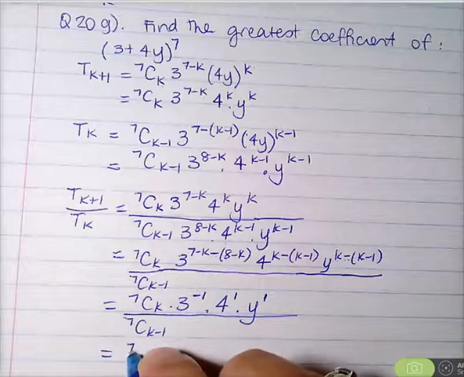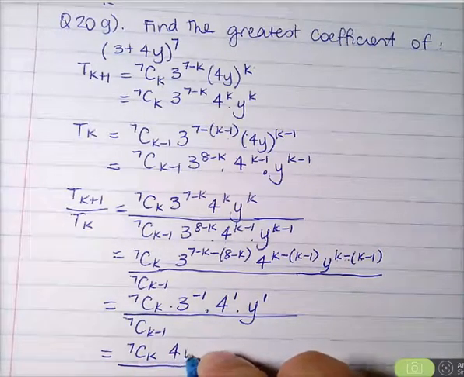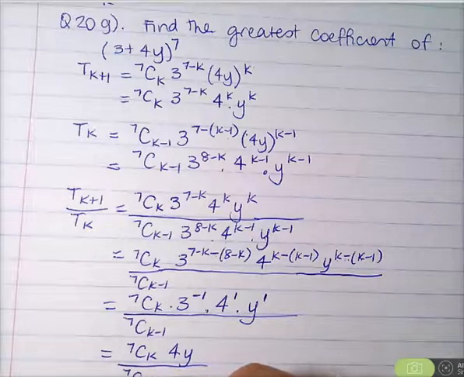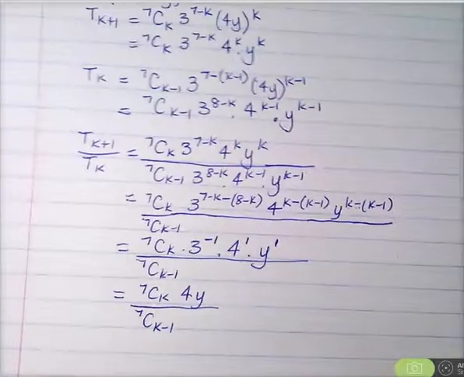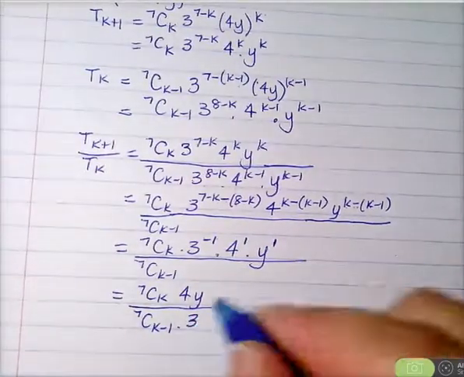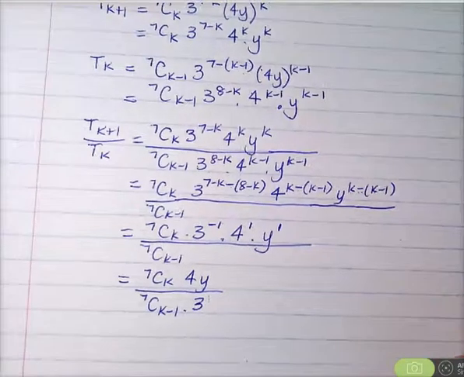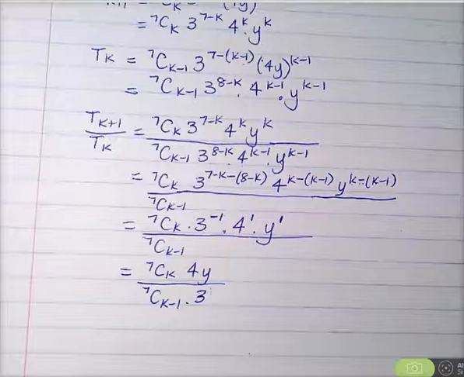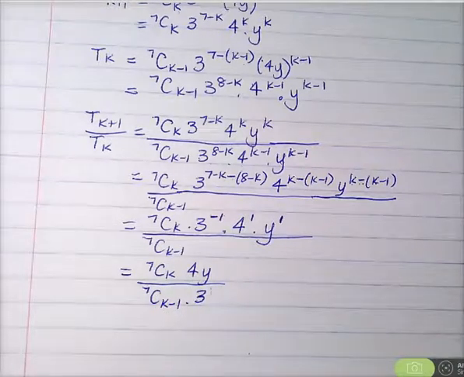So therefore we've got 7Ck. On the numerator we've got 4y, and on the denominator we've got 7C(k-1). And instead of writing 3 to the power of negative 1 up here, I'm just going to put the 3 down the bottom there, because that would be 3 to the power of 1 on the denominator. Now we're going to simplify the 7Ck divided by the 7C(k-1).